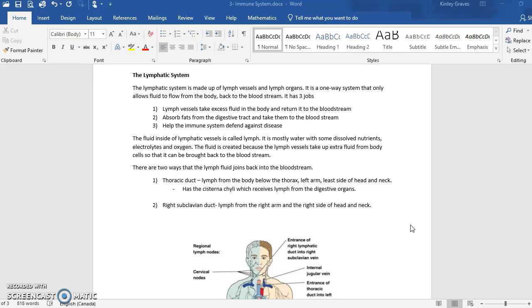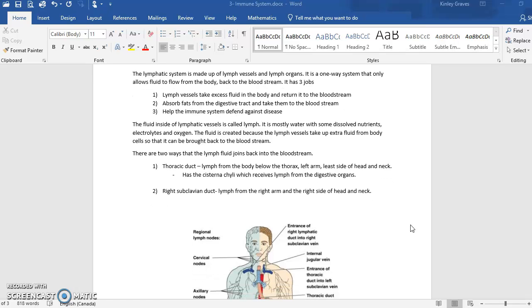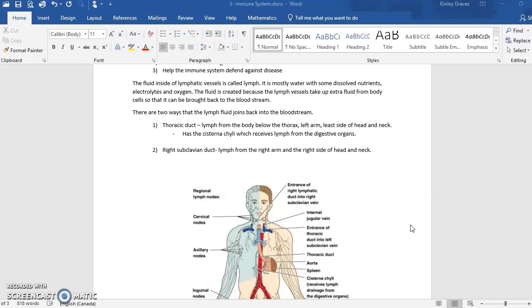1, our lymph vessels take excess fluid in the body and return it to the bloodstream. 2, absorbs fat from the digestive tract and takes them into the bloodstream. And 3, helps the immune system defend against disease. So we talked a little bit about the white blood cells, some of them being in different lymph nodes. We talked about B cells being in lymph organs and in the spleen. So we're going to get into that a little bit more right now.